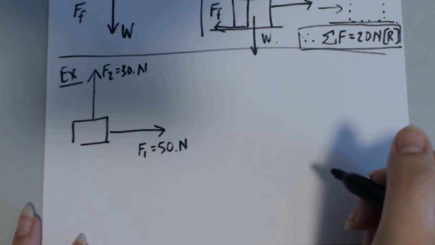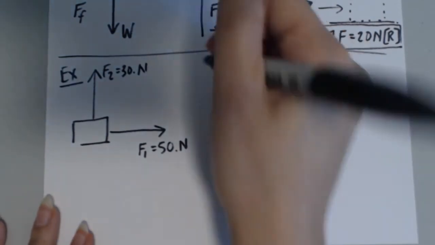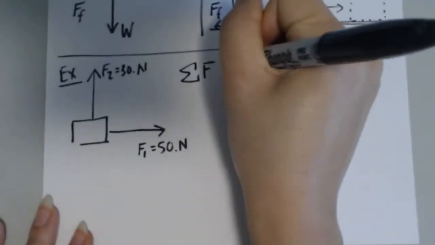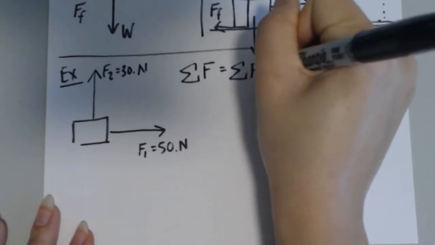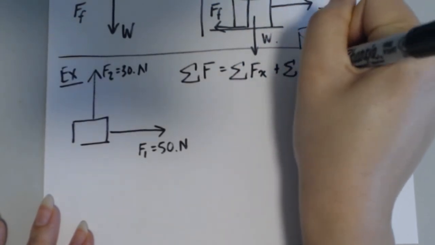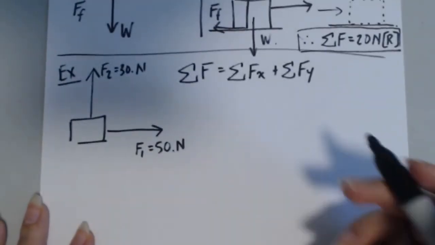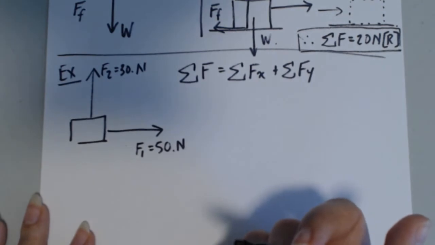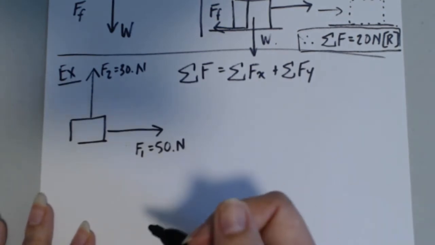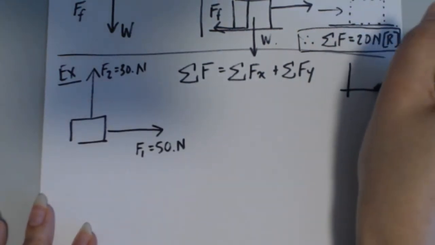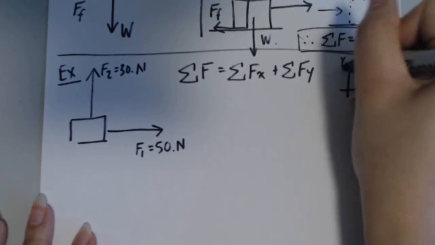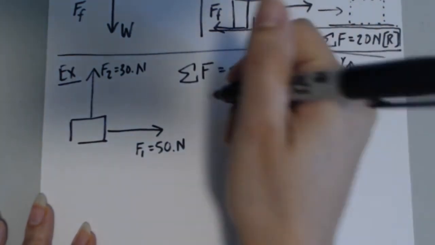Okay, we have to find the resultant force's magnitude. The resultant force's magnitude is a combination of the forces in the x direction plus all the forces in the y direction added together. In this problem, I only have one force going in the x direction and one force going in the y direction. And just to be thorough and consistent, because I'm dealing with x and y directions, I'm going to define my positive x and y directions like so.